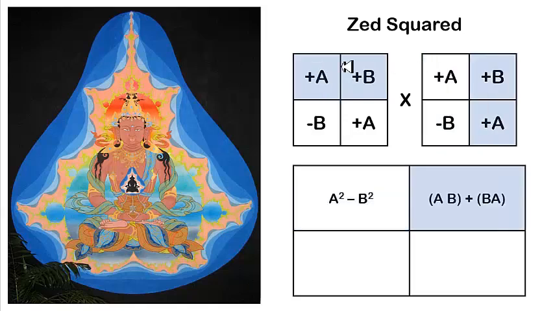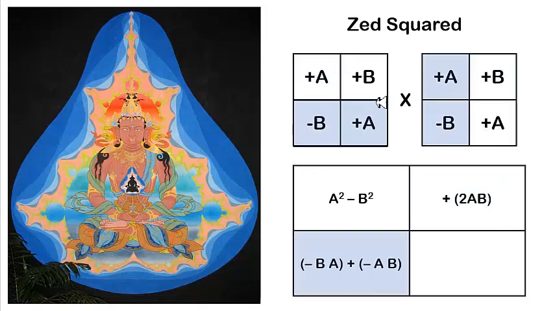So next we're going to multiply the first row by the second column of the matrix on the right. And so that would be A times B plus B times A. Okay, so that's pretty simple, and that simplifies to positive 2AB. Okay, so that's the first row is now complete. The answer is in the first row.